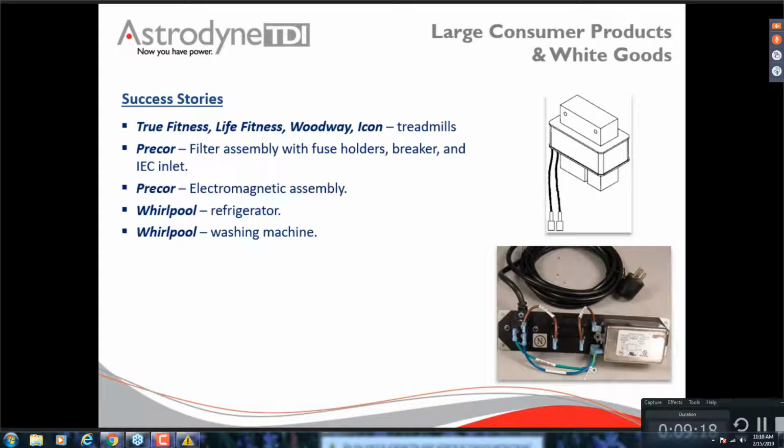Once we integrate all these components, we come up with that, and we've satisfied their particular need for this treadmill application. Another thing we provided Precor is the electromagnet assembly, which you see on the top. Basically, it's a magnet assembly that we've provided for their e-braking for their stationary bikes. So once again, these are some of the success stories we've had. There are a number of other ones, and these are worth mentioning. Particularly Precor is a good example.